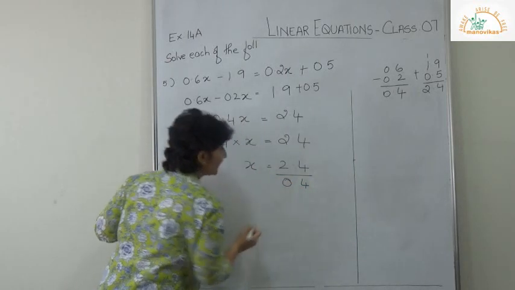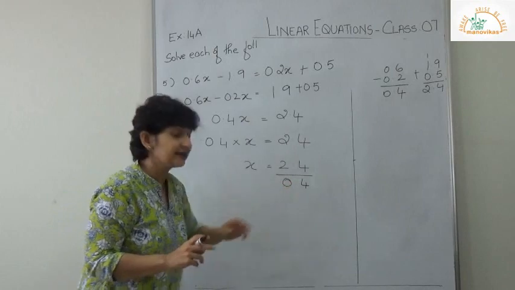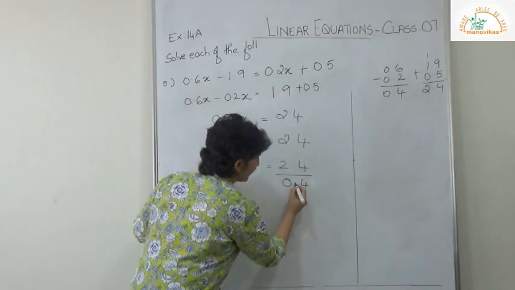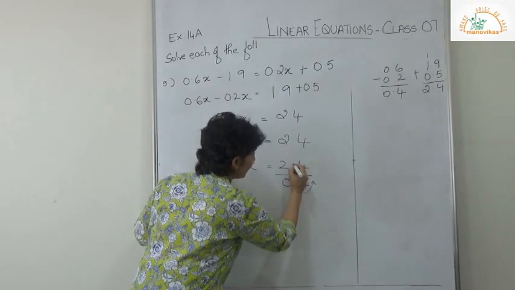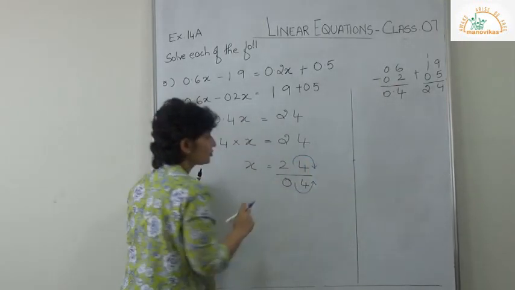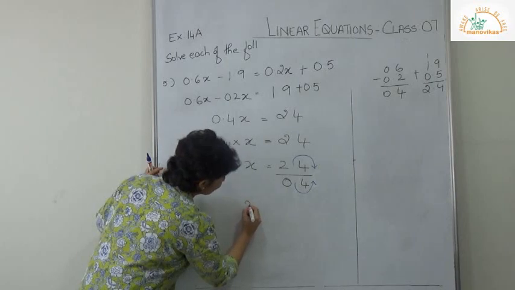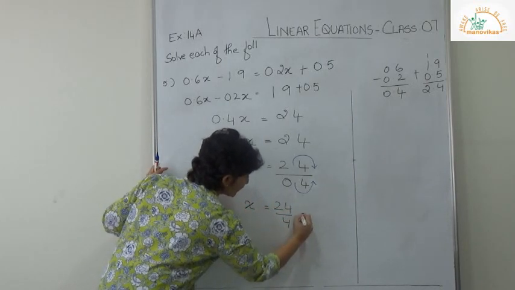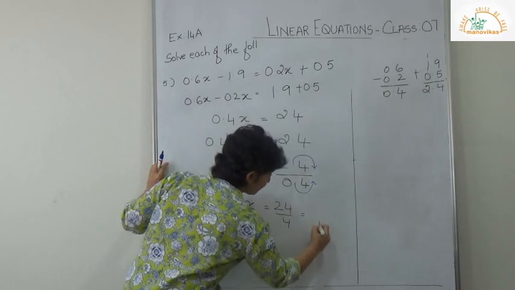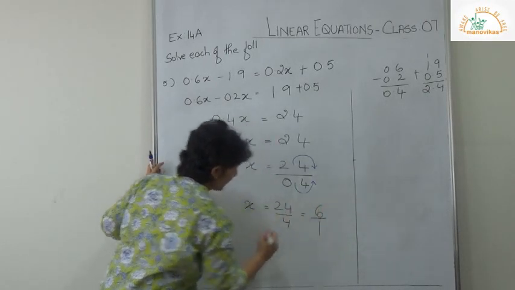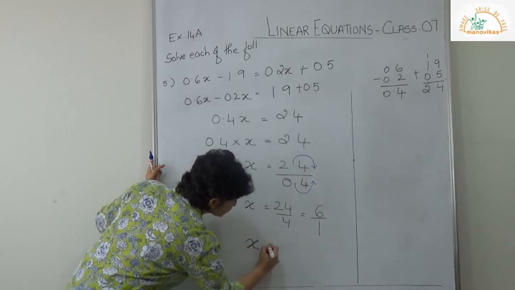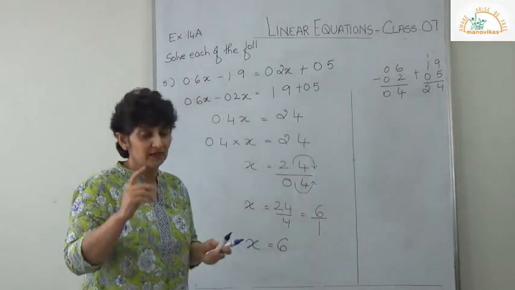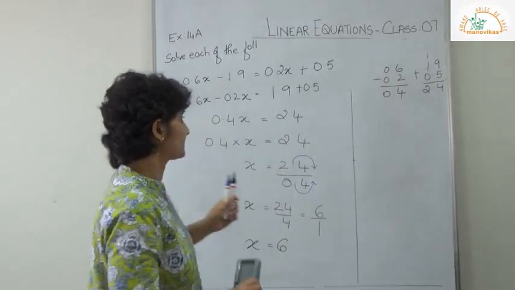Children, we have done our decimals, and you know I cannot have decimals in the denominator. So when I shift one from this side, I shift here 2. So what do I get? x is equal to 24 upon 4. So when I reduce, 4 ones are 4, 4 6s are 24. So x is equal to 6. I hope you have understood, children. Let's move on to the next sum.